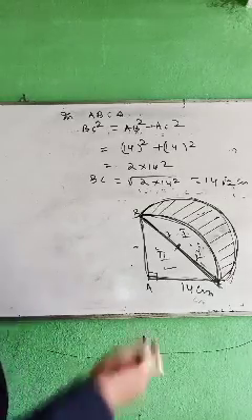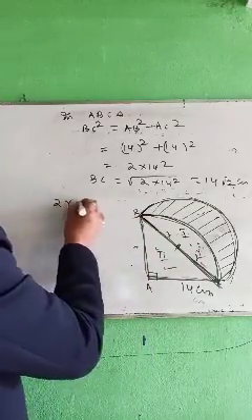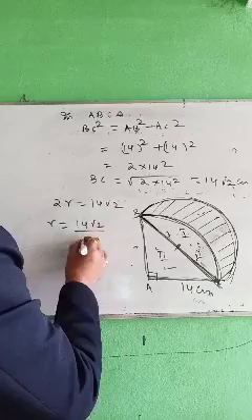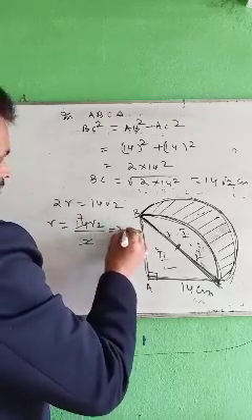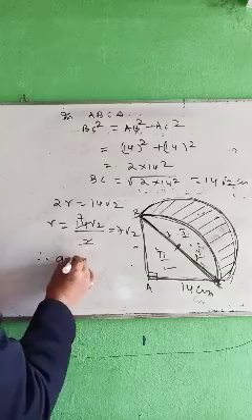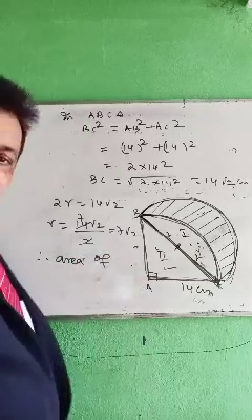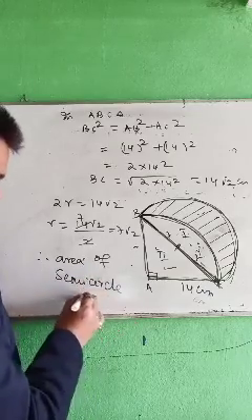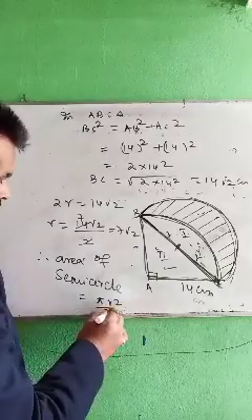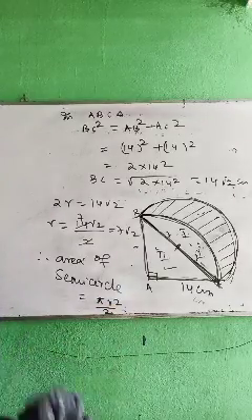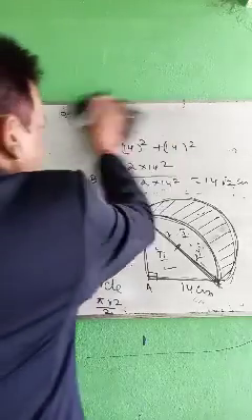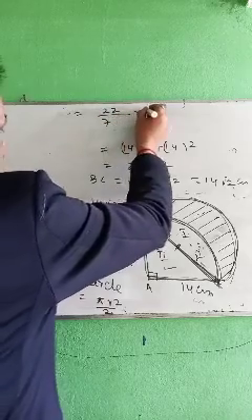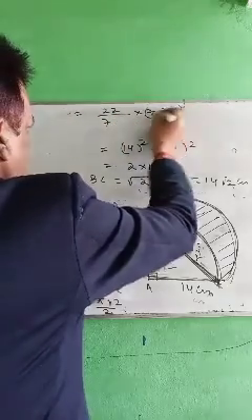BC means your diameter. 2r equals 14 root 2. R is equal to 14 root 2 by 2, which is 7 root 2. Area of semicircle is pi r square by 2. Pi is 22 by 7, 7 root 2 whole square by 2.